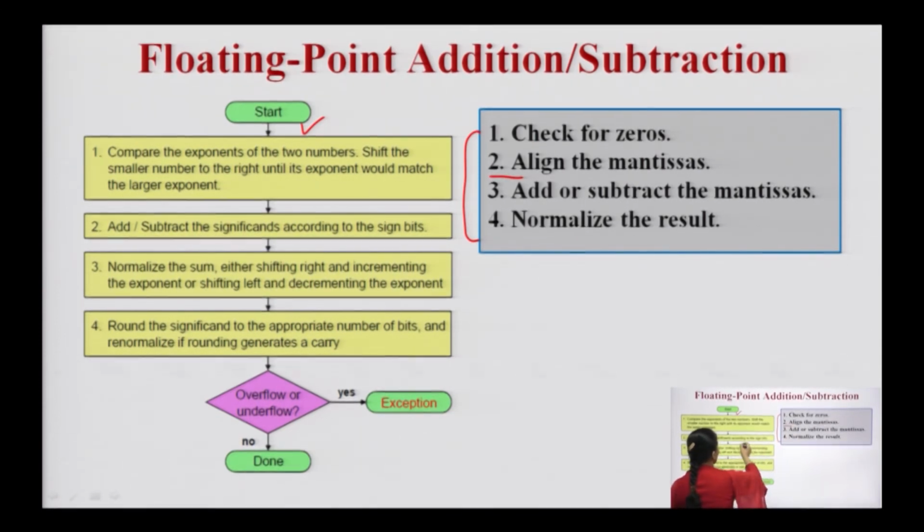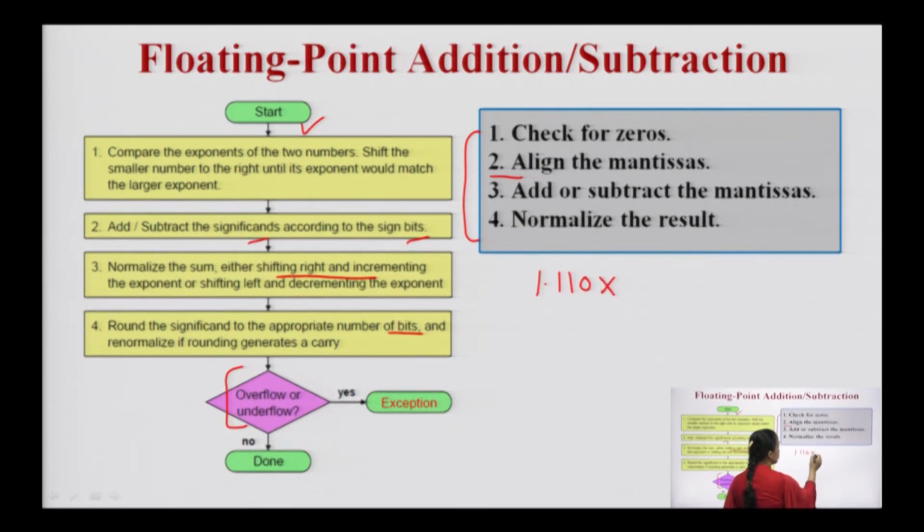Then I will perform the subtraction or addition operation as it is asked in the question, taking care of sign bits. Then whatever result I have got from the addition or subtraction, I will normalize it. Then round off or get the appropriate number of bits to check for overflow and underflow. If yes, then I will raise the exception, and if there is no exception, then it is clear.